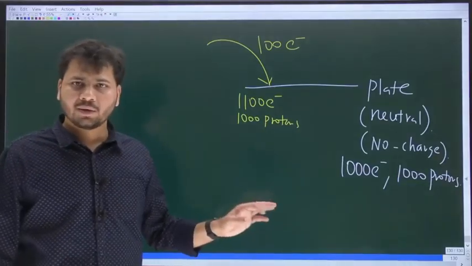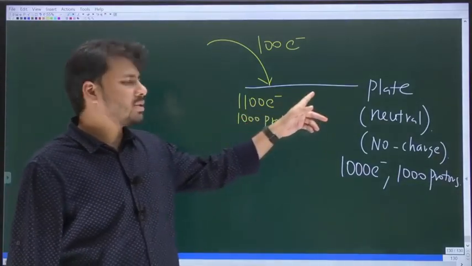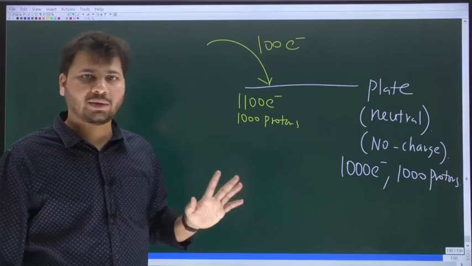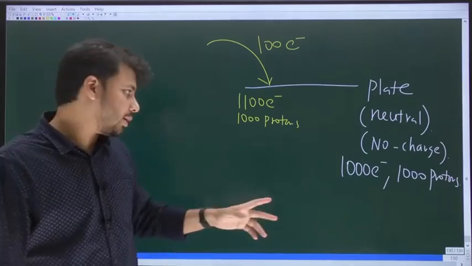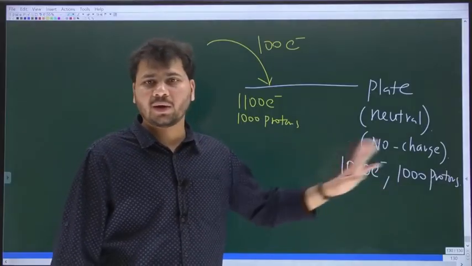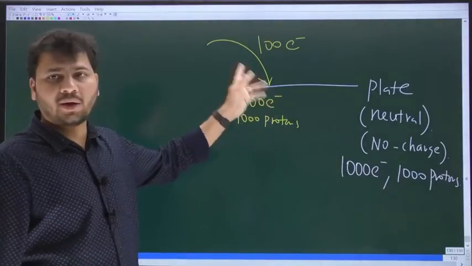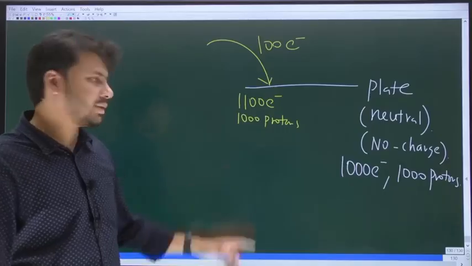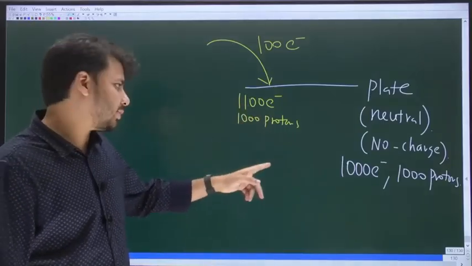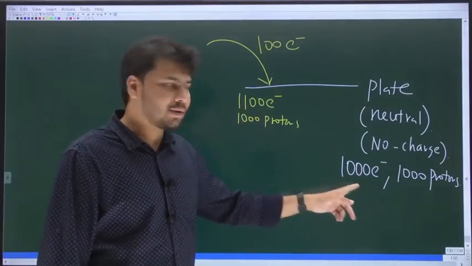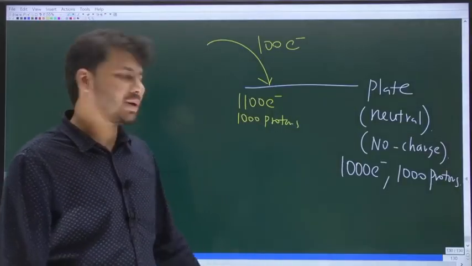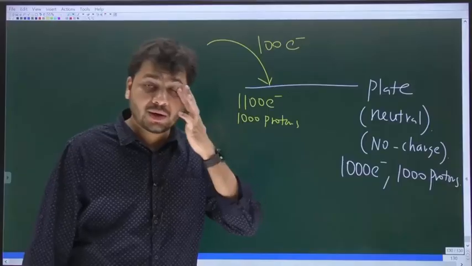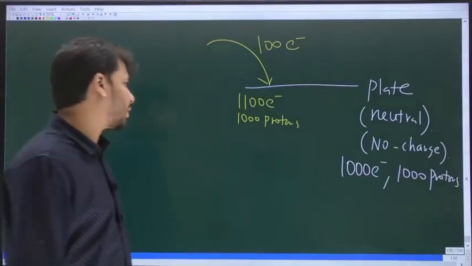Very simple discussion. Okay. Initially the plate is neutral, so equal number of electrons and protons. And to this plate we are adding 100 electrons. Now the net number of electrons is the existing 1000 plus the newly added 100, which makes it 1100 electrons. And still the number of protons is the same, 1000 protons.